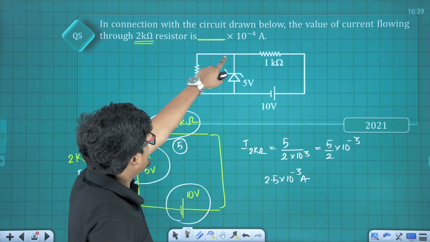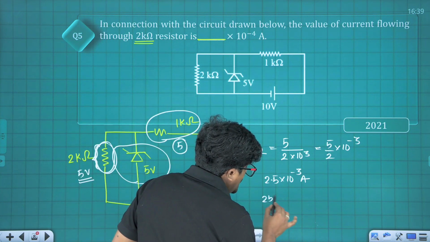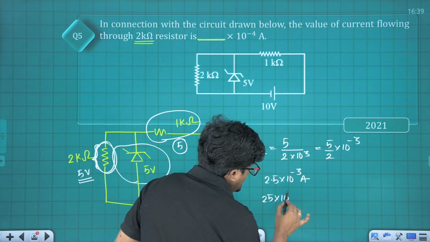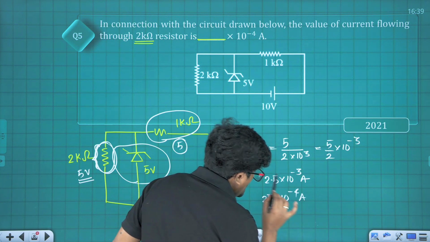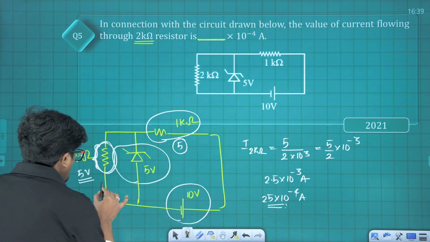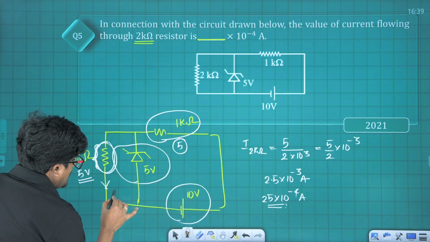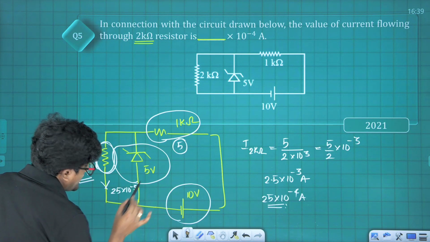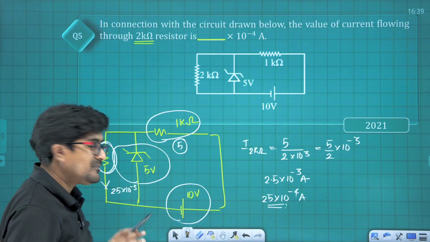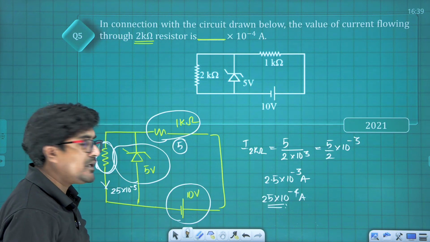What we want is in terms of 10 to power minus 4. So I am going to mark it as 25 into 10 to power minus 4 ampere. So the current flowing through this particular part is equal to how much? 25 into 10 to power minus 4. It's over here. Now, I want to take you a bit more in depth into this.